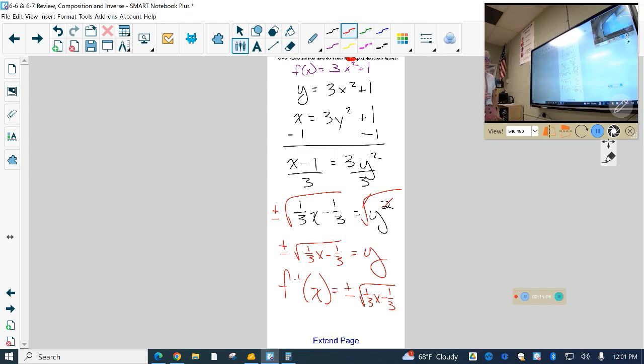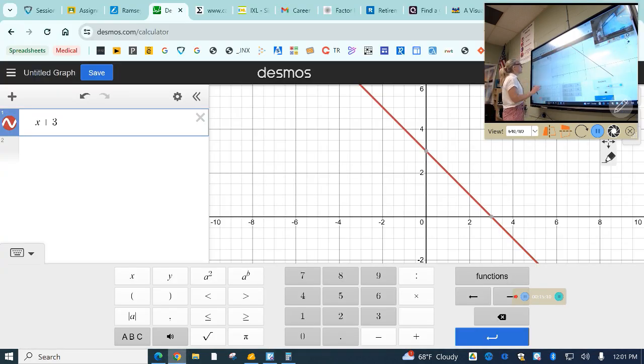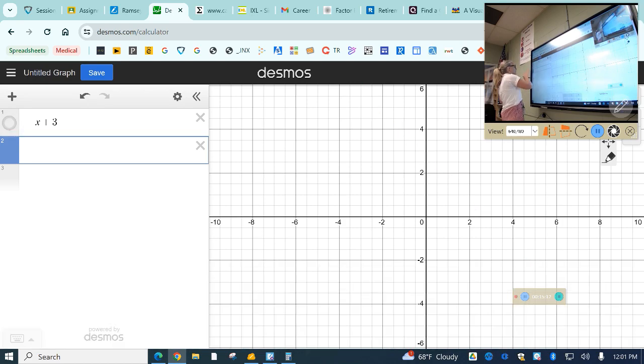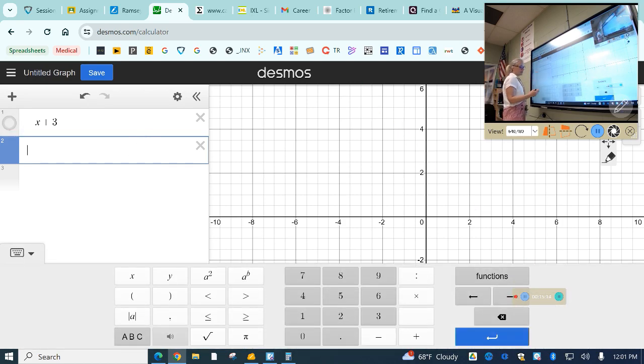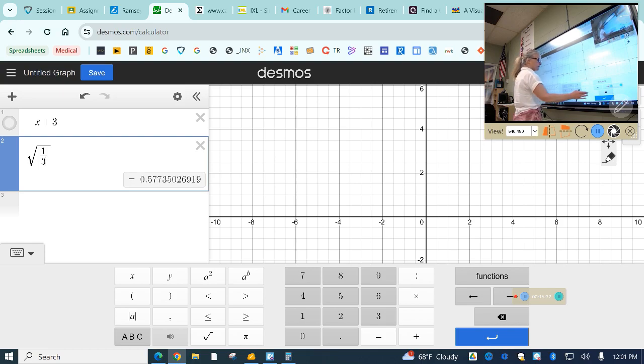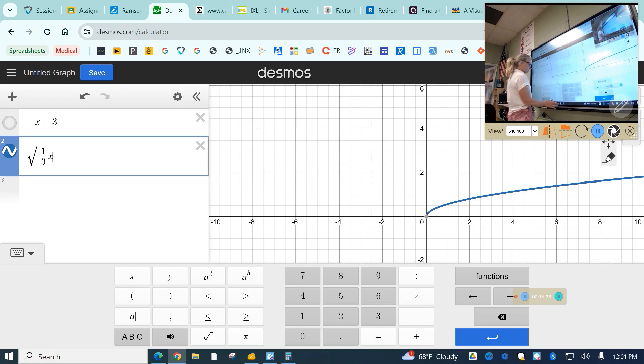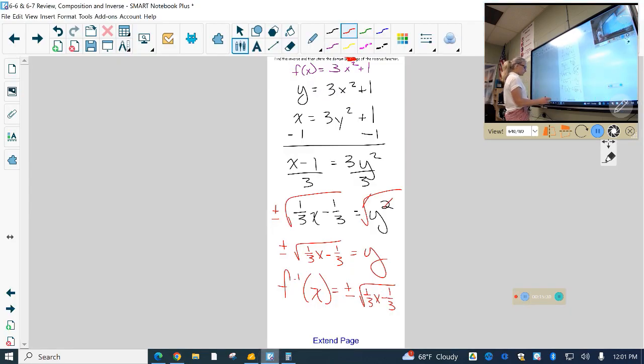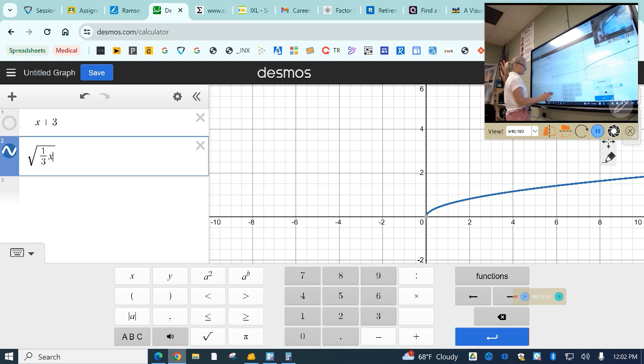And what is the domain? Well, this one you're going to have to graph, unless anybody knows what that one looks like. In order to graph this one, you're going to need to graph both the positive and the negative. So the positive is just going to look like this. You have the square root of 1/3 x. Is it minus or plus 1/3? Minus 1/3.